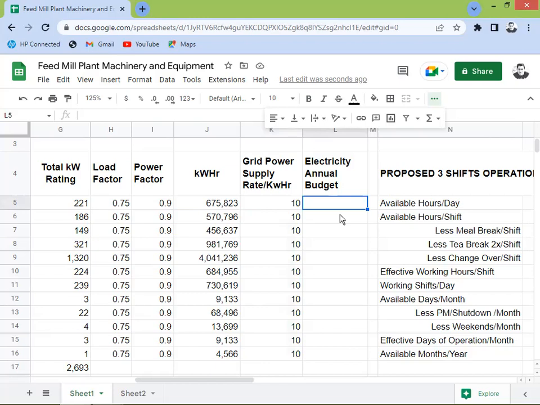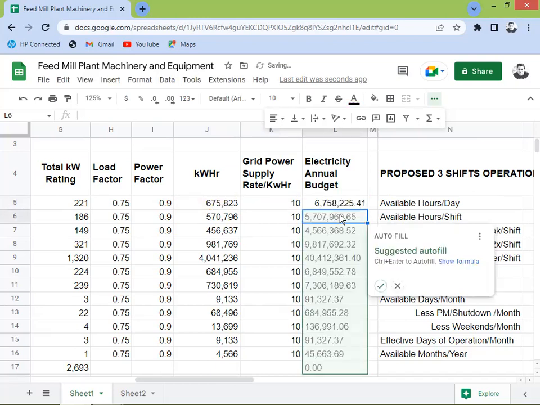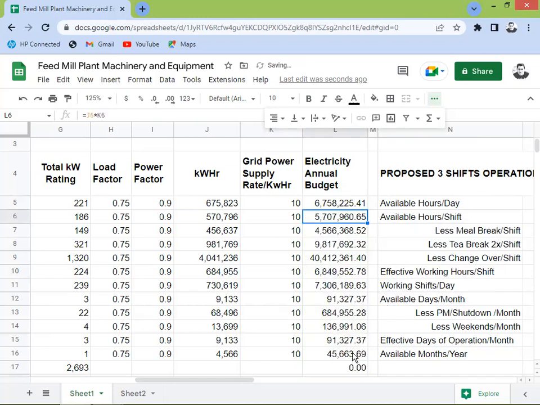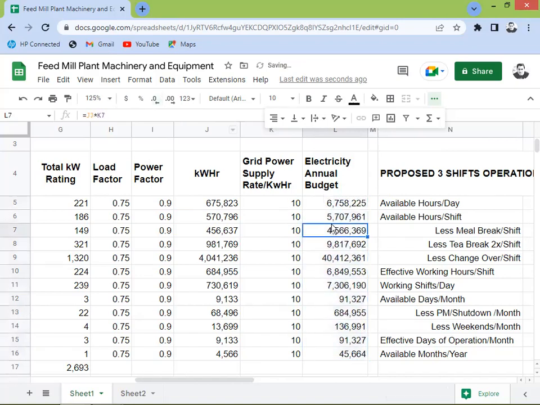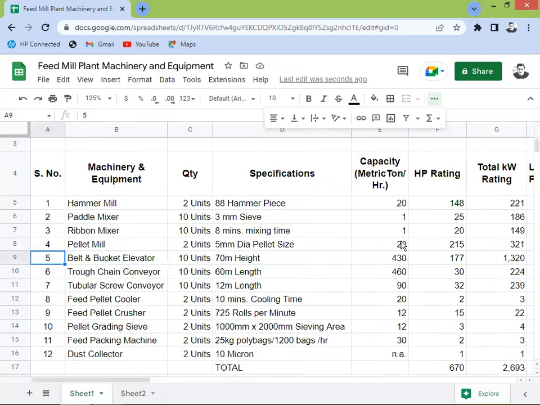Now we can calculate our budget. It's easy. You just multiply the kilowatt hour by the rate, 10 pesos, as suggested by Google Sheet. We're just going to click this one to get the rest of the budget. Then we'll just remove the decimal places. All right, so this would be our budget per equipment. This is per equipment.